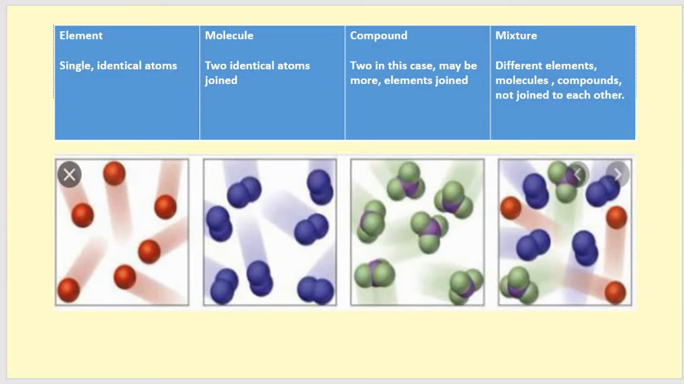And the last one is a mixture. It's a mixture because it's got all sorts of things together. It's got some atom, it's got an element, it's got a molecule, it's got a compound. Each of those are existing there, but they are not joined together. They are just in the same space. A little bit like if you put sand and sugar together in a container. They are in the same container, but the sand and the sugar are not joined and can be separated. That's what a mixture is.